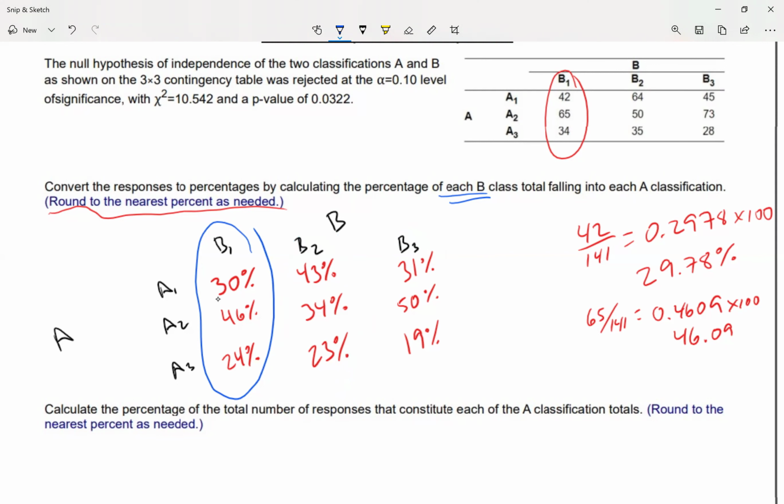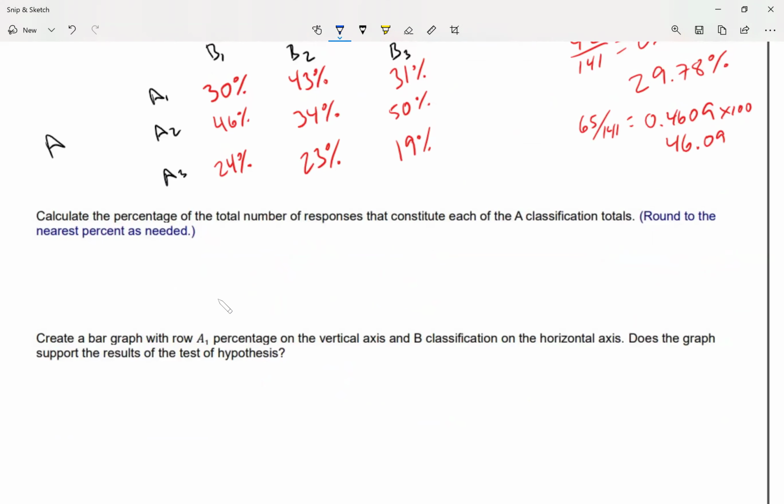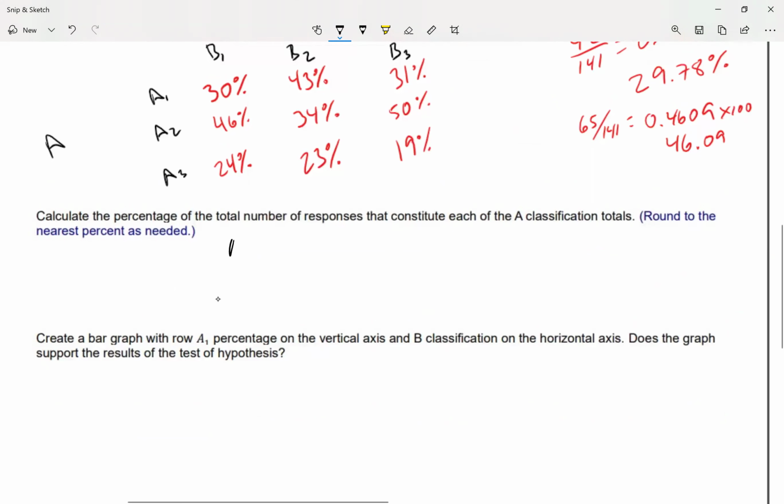Let's take a look at this other part here. Calculate the percentage of the total number of responses that constitute each of the classification totals. Okay, so I'm going to have basically our A1, all of my A1s, all of my A2s, and all of my A3s, because of each of the A classifications. So A1, A2, A3. Now, I'm only going to ask you guys for 3 percentages.